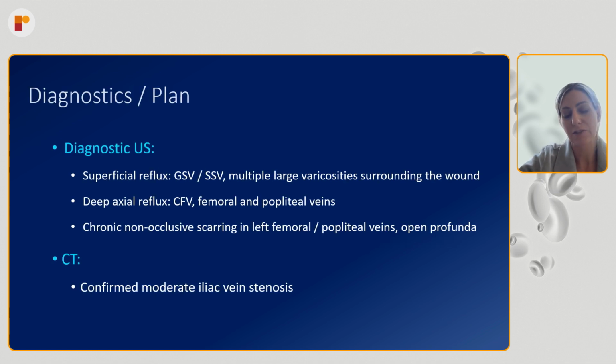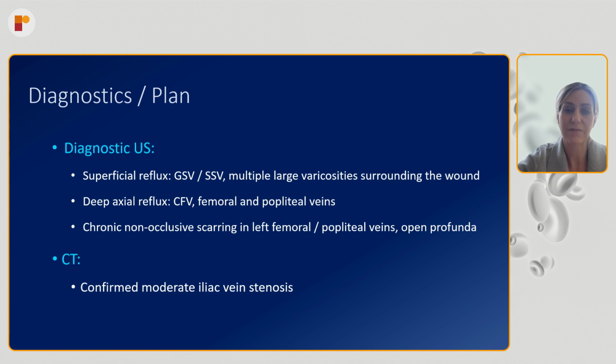His diagnostics. When you come up with a patient who has disease that seems out of proportion to superficial disease, and again, I'll show you his ulcers in a moment, the workup should include evaluation of the deep system at the start, so you know what you're dealing with. And only then, when you have all the information, can you really make a true judgment about what to treat first. This patient had superficial reflux on his reflux study in his greater saphenous vein and his small saphenous vein. And he had large varices that surrounded the wound coming off of these vessels, which is important, showing that it's contributing to those wounds.